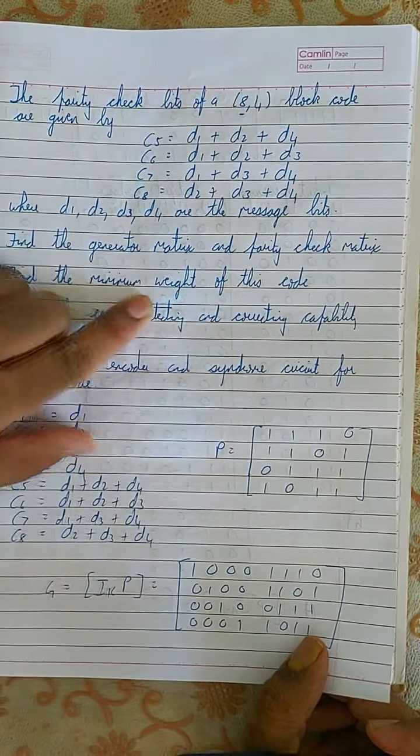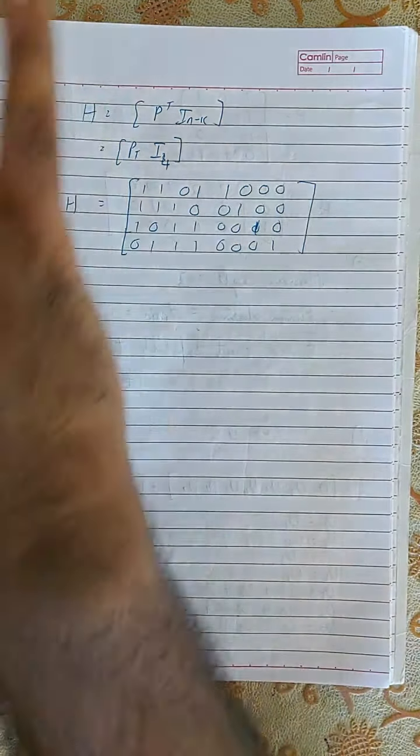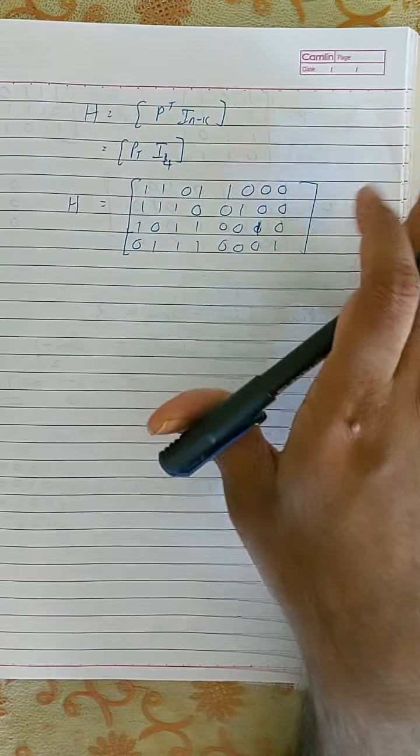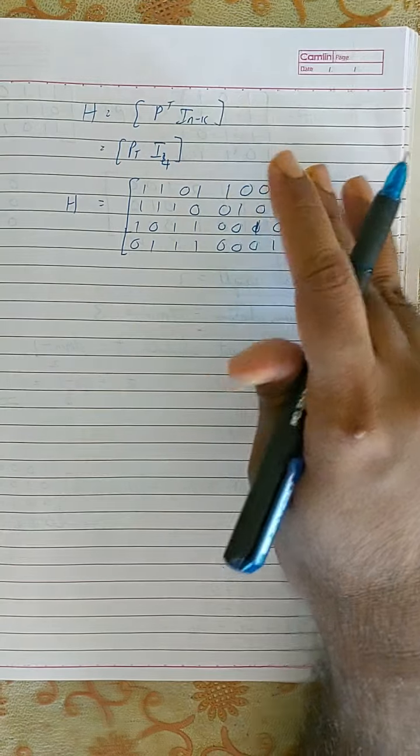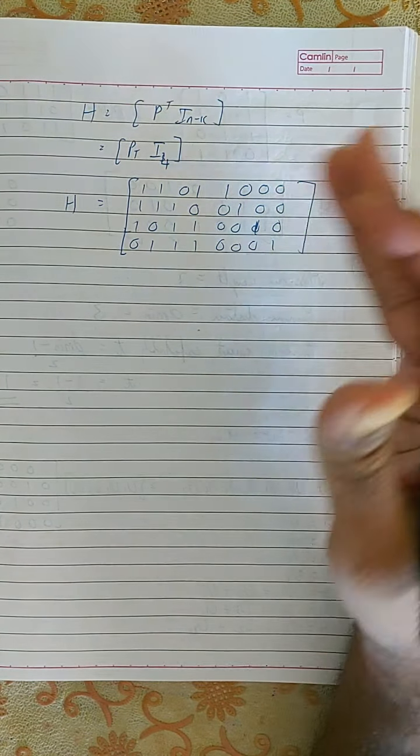Now next is finding the minimum weight. You don't have to find it the way you did in the previous problem, where you calculated all the code vectors. We don't have that much time. That will take so much time. In the previous video you've seen that calculating the code vectors took a lot of time, even though it is an easy procedure.